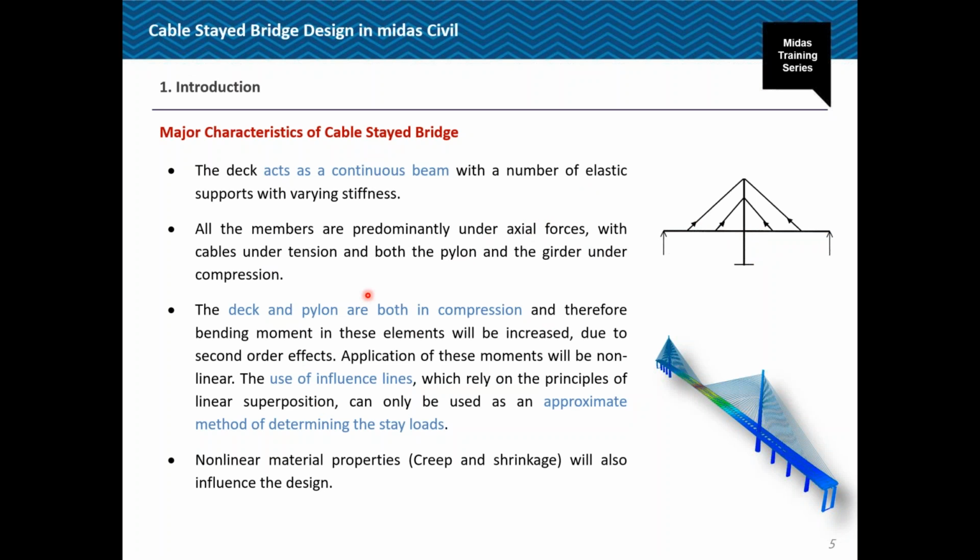All the members are predominantly under axial forces, where the cables are under tension, and both pylon and girders are under compression. Because the pylon and the girders are in compression, second order effects like P delta effects could be generated. That's why we cannot use direct linear superposition, which is the influence line method, to accurately capture the behavior, but approximately we can use those methods. For long span bridges, the nonlinear characteristics will also influence the design, and nonlinear material properties like creep and shrinkage, which are time dependent effects of concrete, will also influence the design.